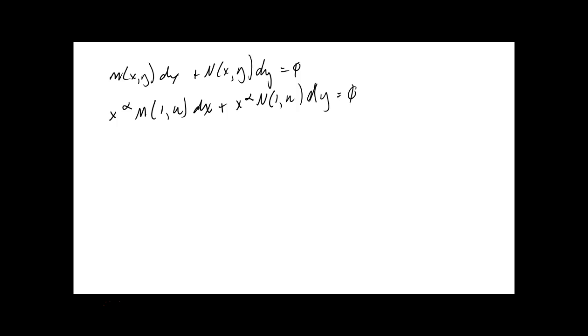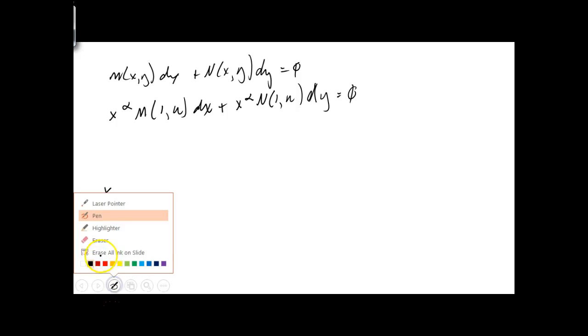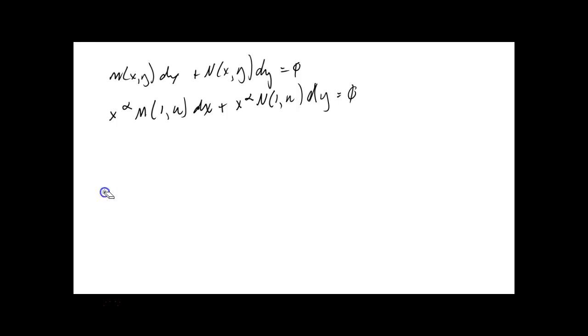Or if you use the other substitution, remember that's y over x is equal to u. The other one was x, oh, I'm sorry, that would be y to the alpha then. No, they're not going to do that. Sorry. I thought they were going to show both of them. They're only going to show one.